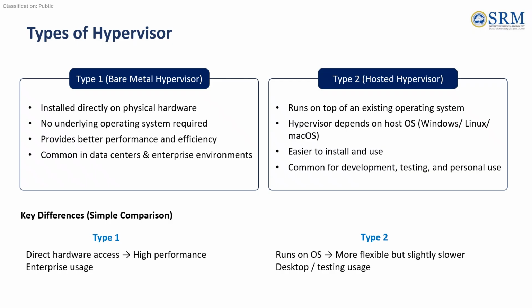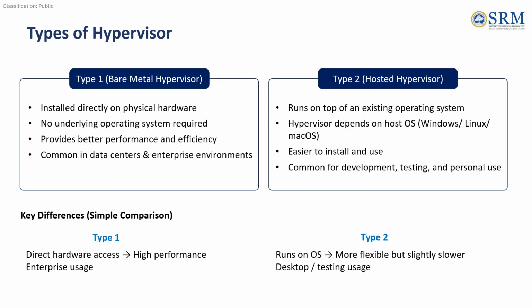Next, types of hypervisor. Hypervisors are mainly classified into two types, Type 1 hypervisor and Type 2 hypervisor. A Type 1 hypervisor, also called a bare metal hypervisor, is installed directly on the physical hardware. Since it does not require a separate operating system, it provides better performance and efficiency. These hypervisors are commonly used in data centers and enterprise cloud environments.